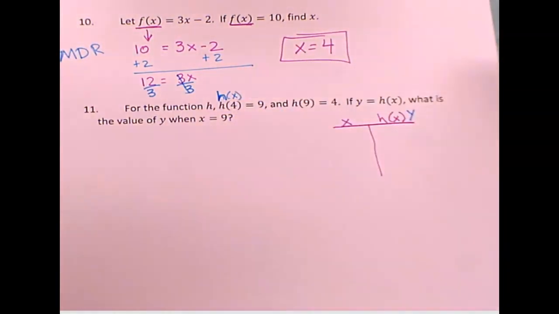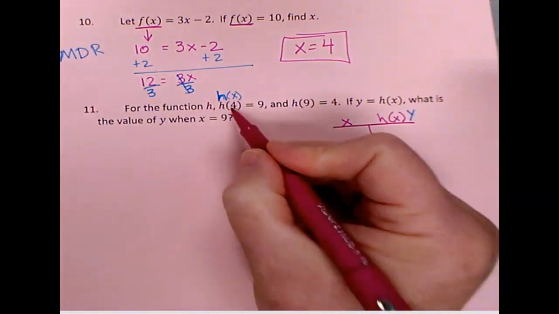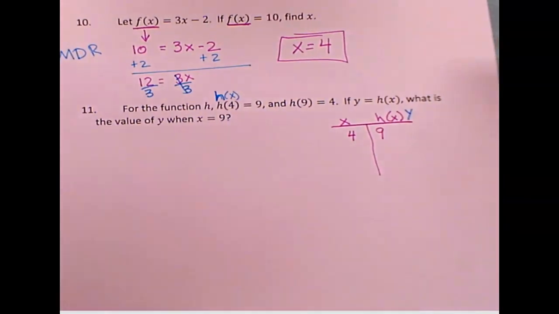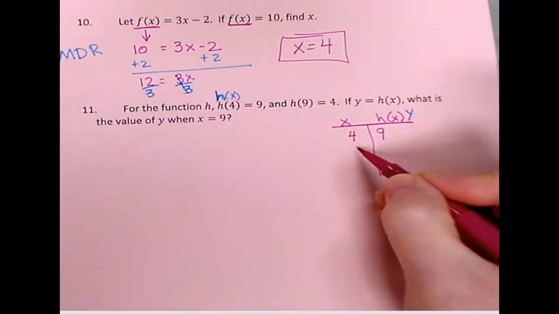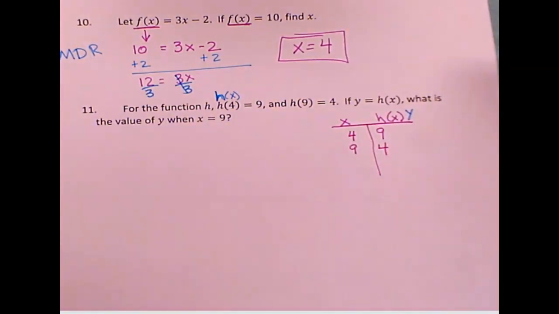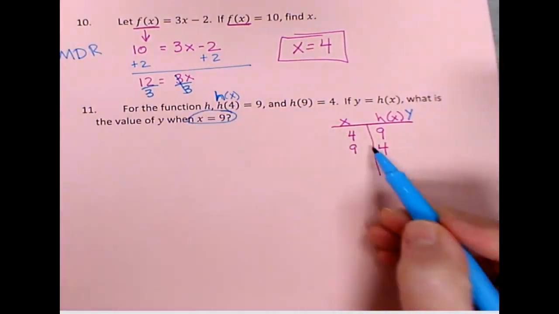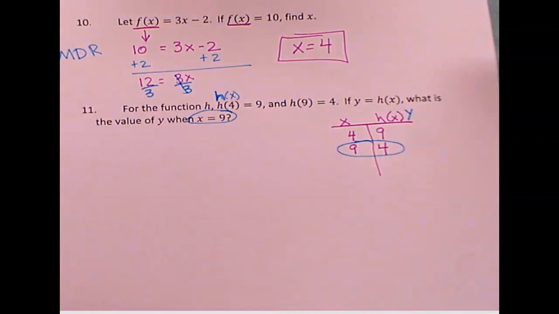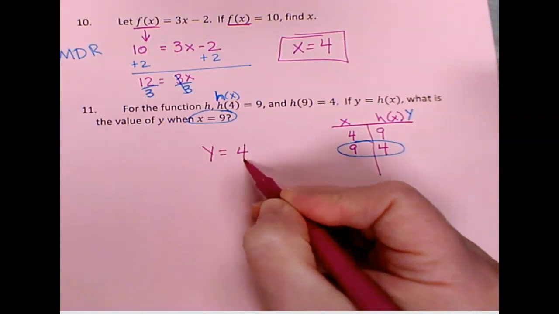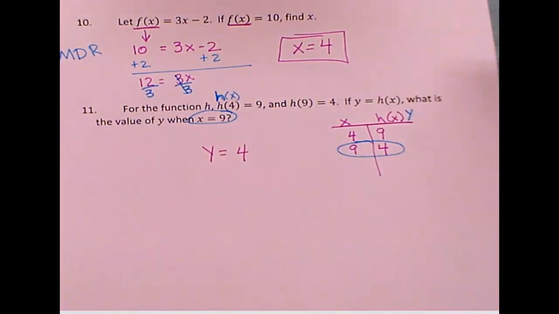And so the 4 is my x number. If this is my x number, this is my y number. That's what the function notation means. If this is my x number, then this is my y number. What is the value of y when x equals 9? If x equals 9, then y equals 4. So this problem is much, much easier to figure out, I think, if you put it in table form. Please begin your assignment number 10.